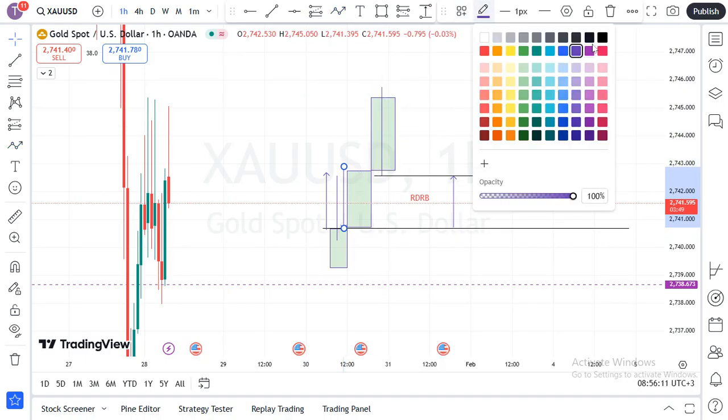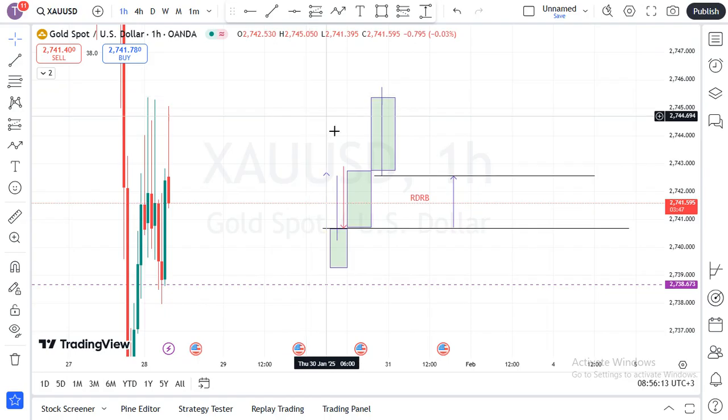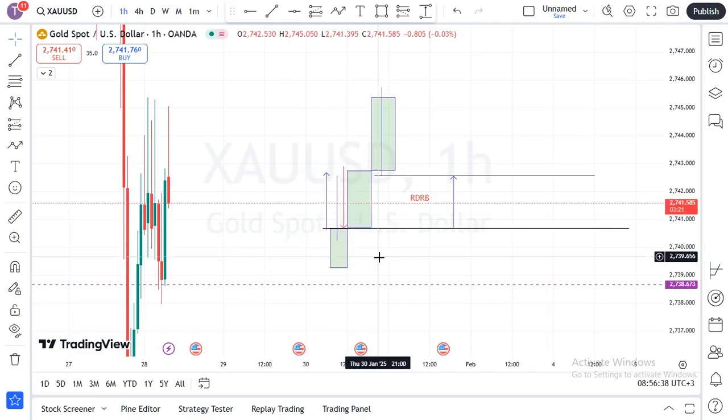Let me change the color of this one. So it gave both the buys and the sells. And then here it was to leave a gap, but this gap was rebalanced. It was rebalanced by this middle candle here. So it gave two opportunities, both the buys and the sells here.